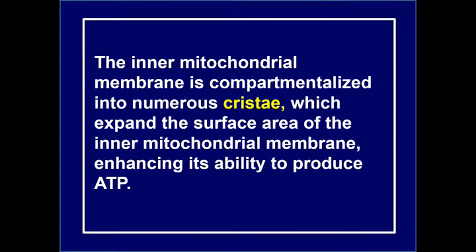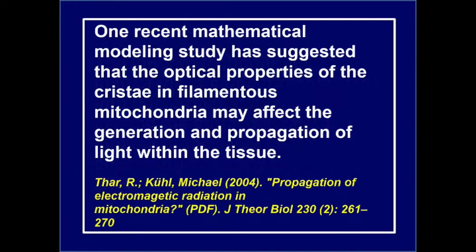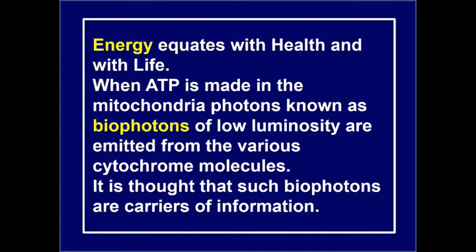So the inner membrane is called the cristae, like the corrugations in there. One recent mathematical modeling study has suggested that the optical properties of cristae in filamentous mitochondria may affect the generation and propagation of light within the tissue. Oh, big deal. That's what we've been saying for a long time, if you've done any of the seminars. So this is now beginning to gain a lot of ground in orthodox neuroscience, that light may have a profound effect on the mitochondria. So energy equates with life and light.